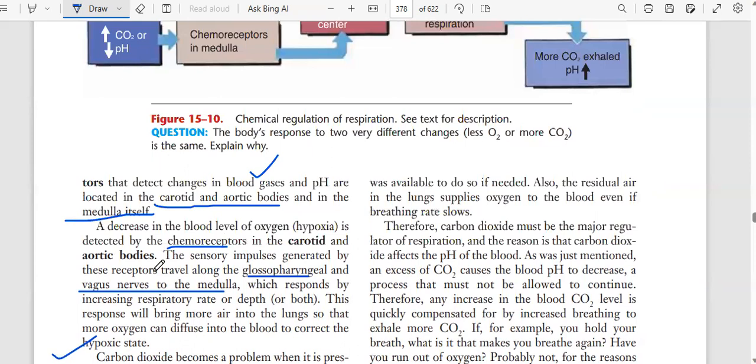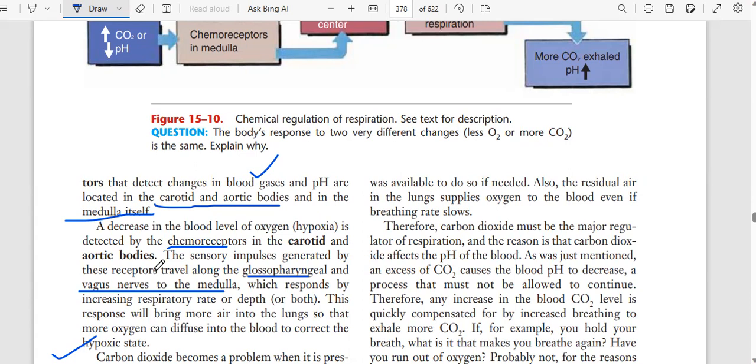So basically, what will happen? The condition is hypoxia, meaning a decrease in the blood oxygen level in the body. So what will happen? These receptors, which are present in the carotid bodies and aortic bodies, what will they do? They will activate. They will send the signal to the medulla through the glossopharyngeal nerve and vagus nerve.